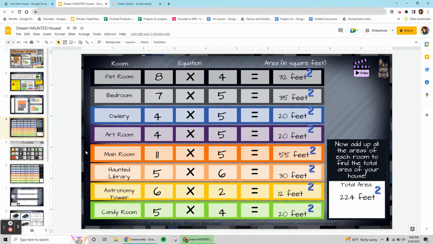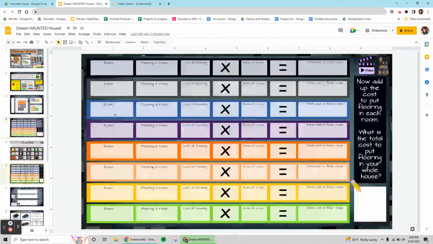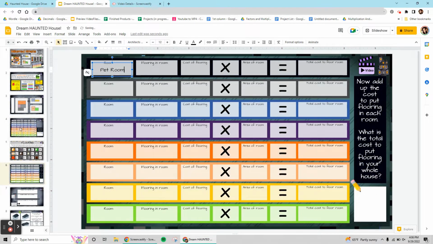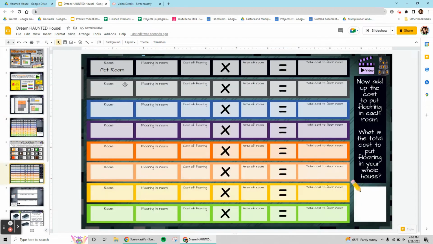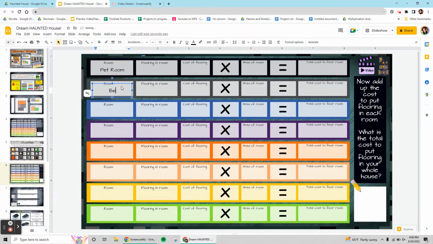And I'm going to put it in the same order as I did here because that's going to make it easier. So the first one was the pet room. So I'm just going to click and type pet room. And I'm going to fill in each one. Bedroom, Owlery, art room. So bedroom.